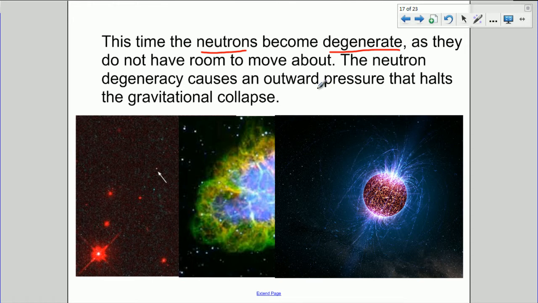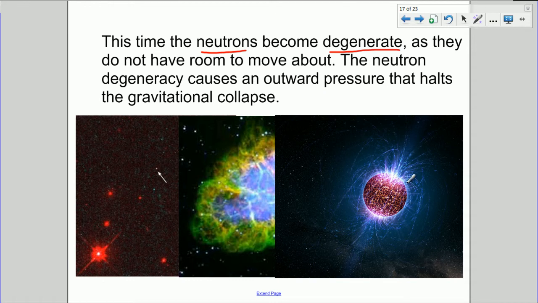So now we've had the matter in the star crushed down to about 10 kilometers. The protons and the electrons in the atoms have been pushed in together to form neutrons. And those neutrons pushing against each other have finally stopped this enormous gravitational force that's trying to squash the star. And all that's happened within a second or so.